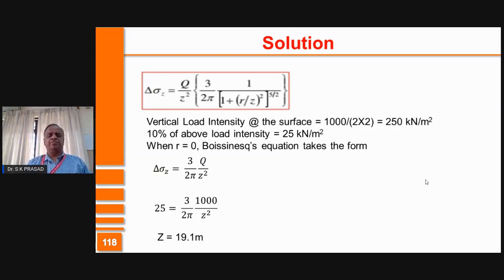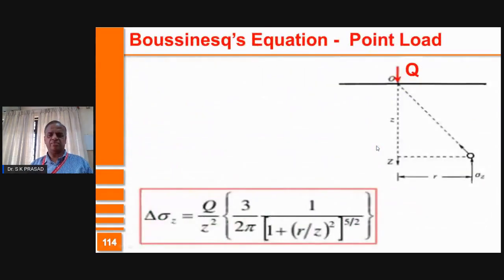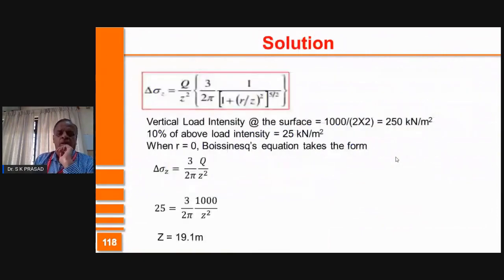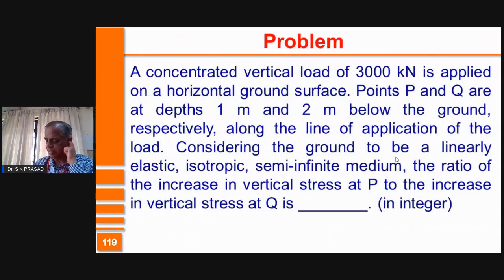That means at a depth of 19.1 meters, the intensity of pressure, whatever was here, it becomes 10% of what was there. So earlier it was maybe 250 kilonewton per meter squared pressure here. So stress here is 25 kilonewton per meter squared. So Z is 19.1 meter. That was the answer expected.